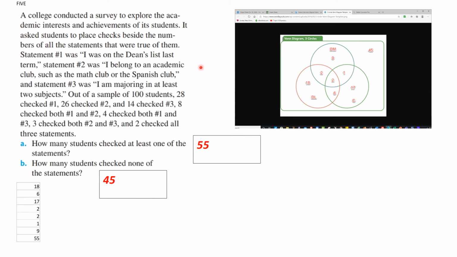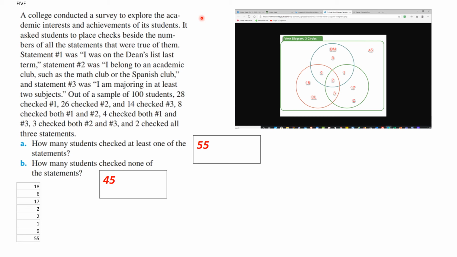The Venn diagram problem. They call these survey problems. I like these problems. I wouldn't be surprised if you found one of these on the final exam. A college conducted a survey to explore the academic interests and achievements of its students. It asked the students to place checks beside the number of all statements that applied that were true.